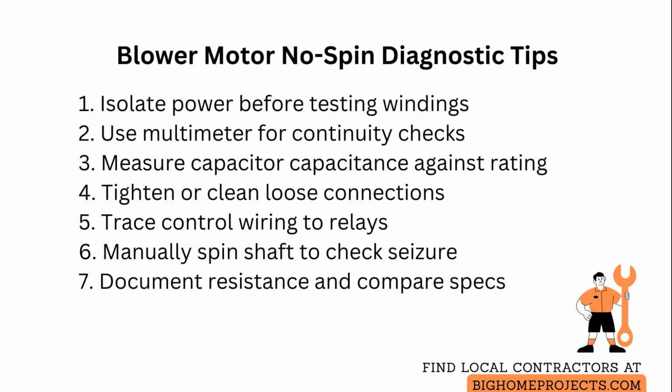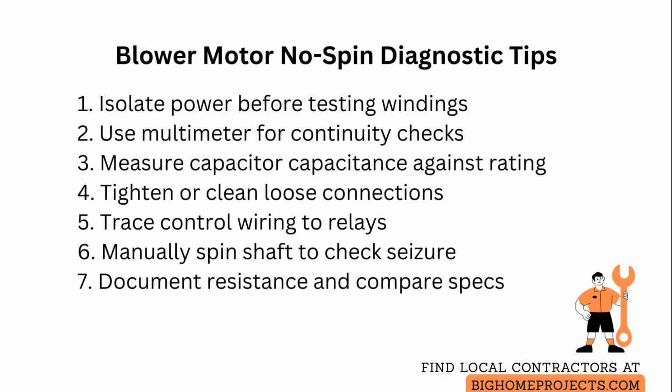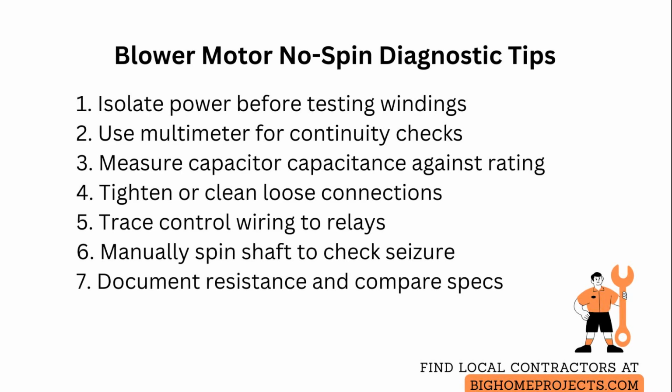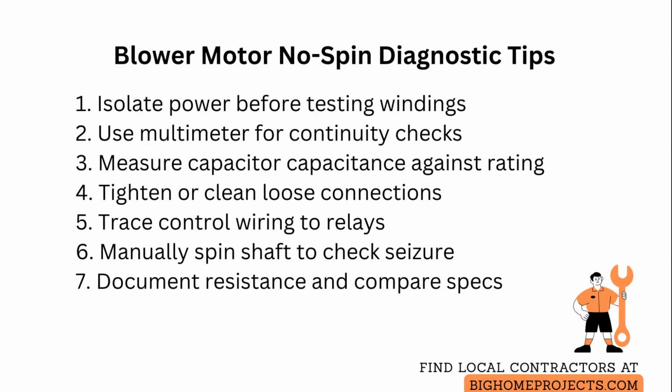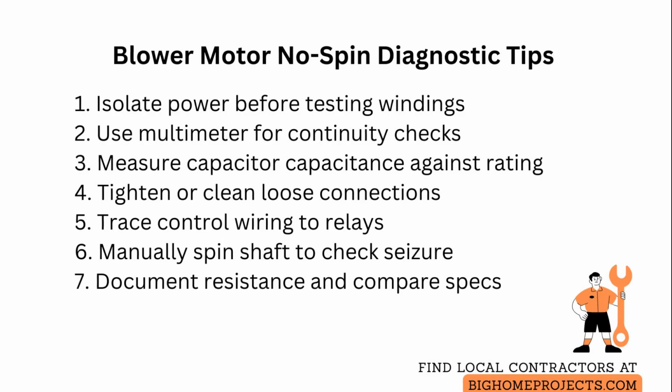Inspect motor connections and terminal block for loose or corroded leads and tighten or clean them to restore continuity, and trace control wiring back to relays or fan controls for an open circuit that could be mistaken for a motor failure. If the motor shows continuity across windings but still does not rotate, try a gentle manual spin to see if mechanical seizure or debris is binding the shaft while powered off. A frozen bearing can present as a no-motion condition without tripping a breaker until a stall current is reached.